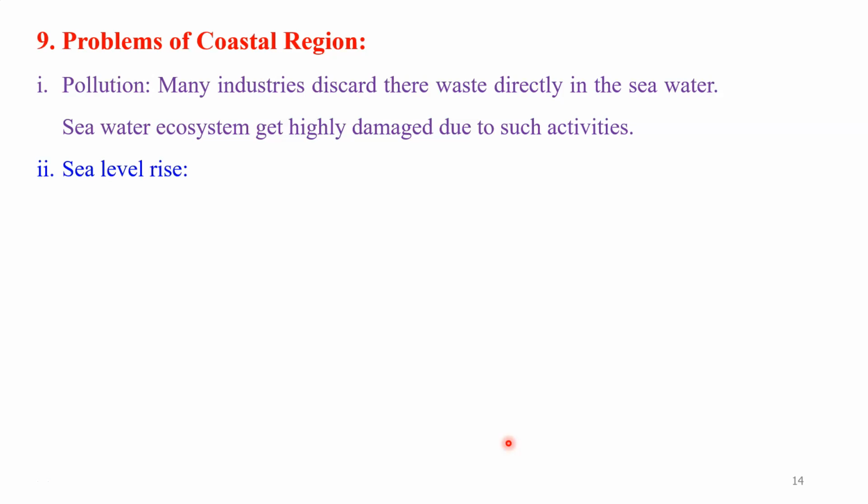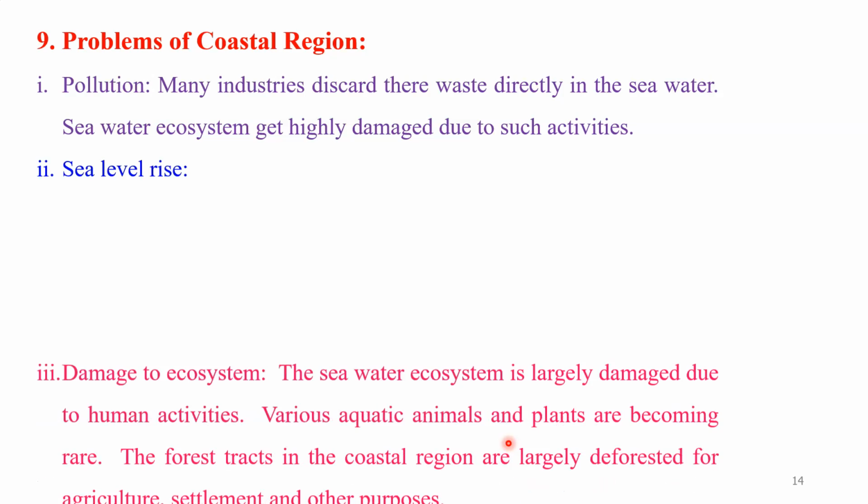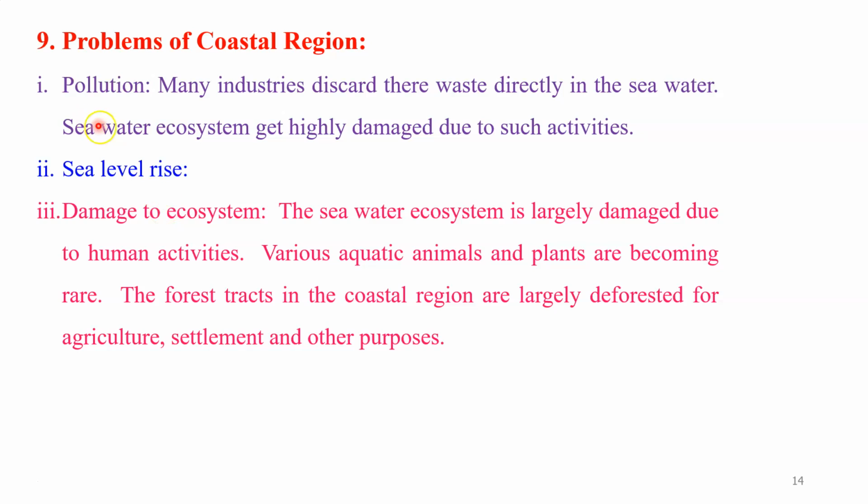If we talk about the problems that we observe in the coastal region, the first problem is pollution. I just mentioned that most of the industries are located in the coastal region, and you know that the industries discard their waste directly in the seawater, and this is a great threat to the seawater ecosystem, or you can say the aquatic ecosystem, because it gets highly damaged due to human activity.